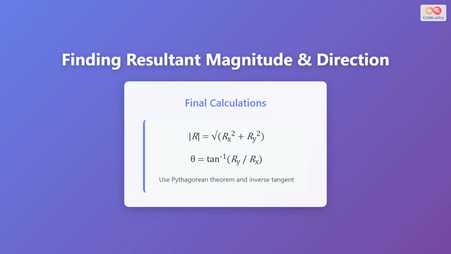After finding the x and y components of the resultant, you need to convert back to magnitude and direction form. To find the magnitude, use the Pythagorean theorem. The magnitude of the resultant equals the square root of the sum of the x component squared plus the y component squared. To find the direction, use the inverse tangent function. The angle theta equals the inverse tangent of the y component divided by the x component. These two values completely describe the resultant vector.